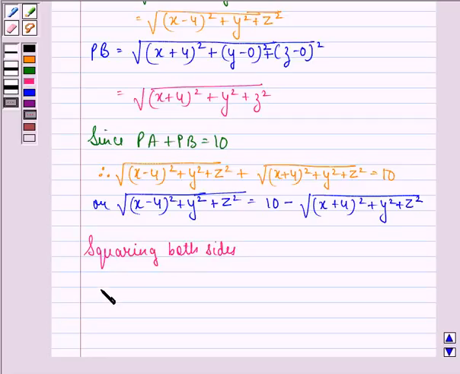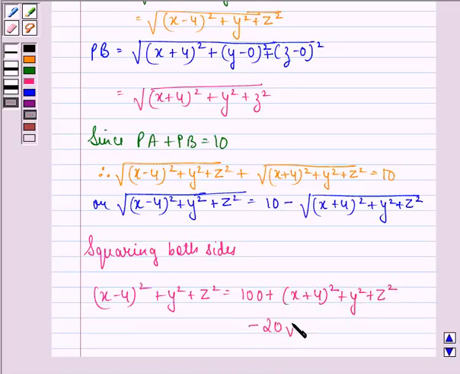we have (x minus 4) the whole square plus y square plus z square is equal to 100 plus (x plus 4) the whole square plus y square plus z square minus 20 into the square root of (x plus 4) the whole square plus y square plus z square. Now let us see how we get this on squaring both sides. The left side becomes this, and on the right hand side we use the formula (a minus b) the whole square, which is a square, that is 100, plus b square, that is (x plus 4) the whole square plus y square plus z square, minus 2ab, that is minus 2 into 10 into the square root of (x plus 4) the whole square plus y square plus z square.